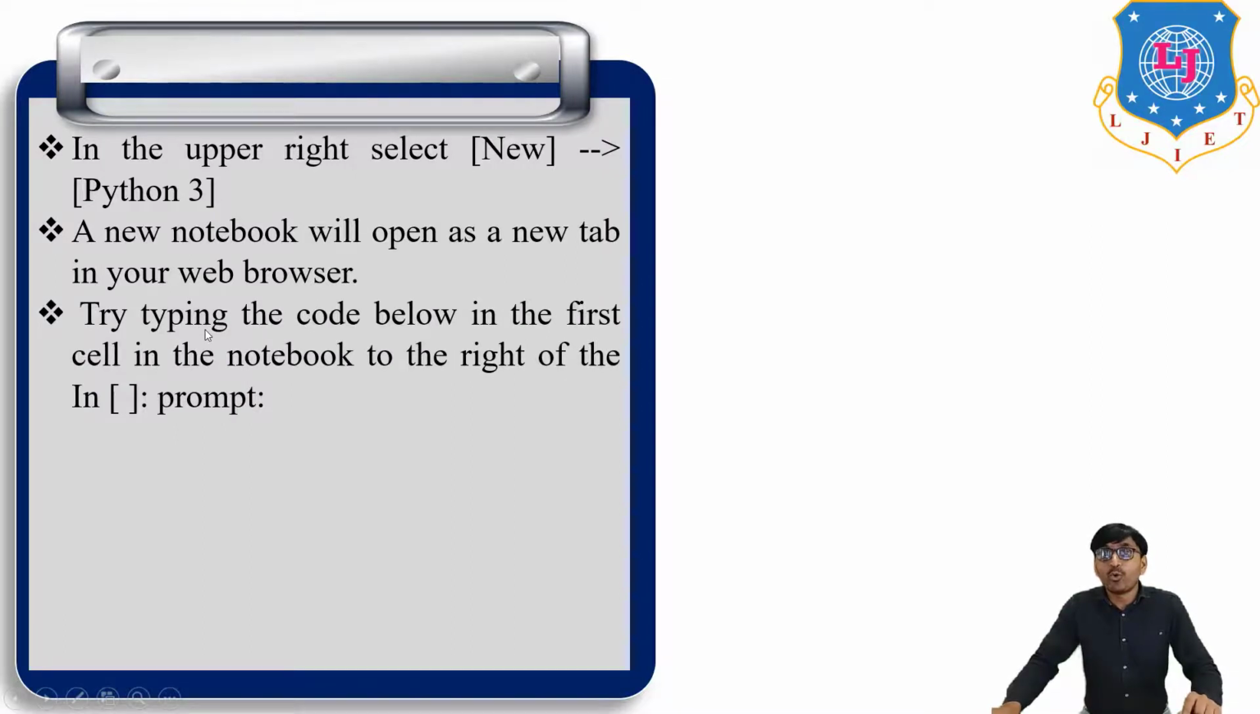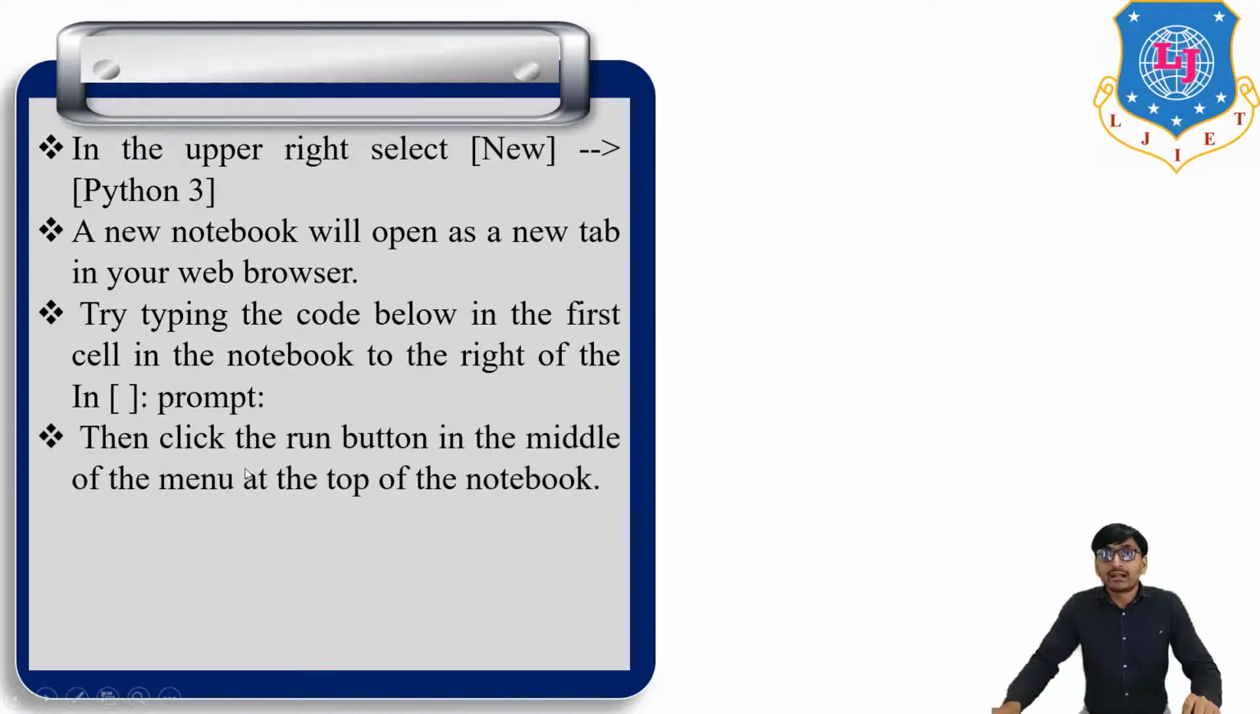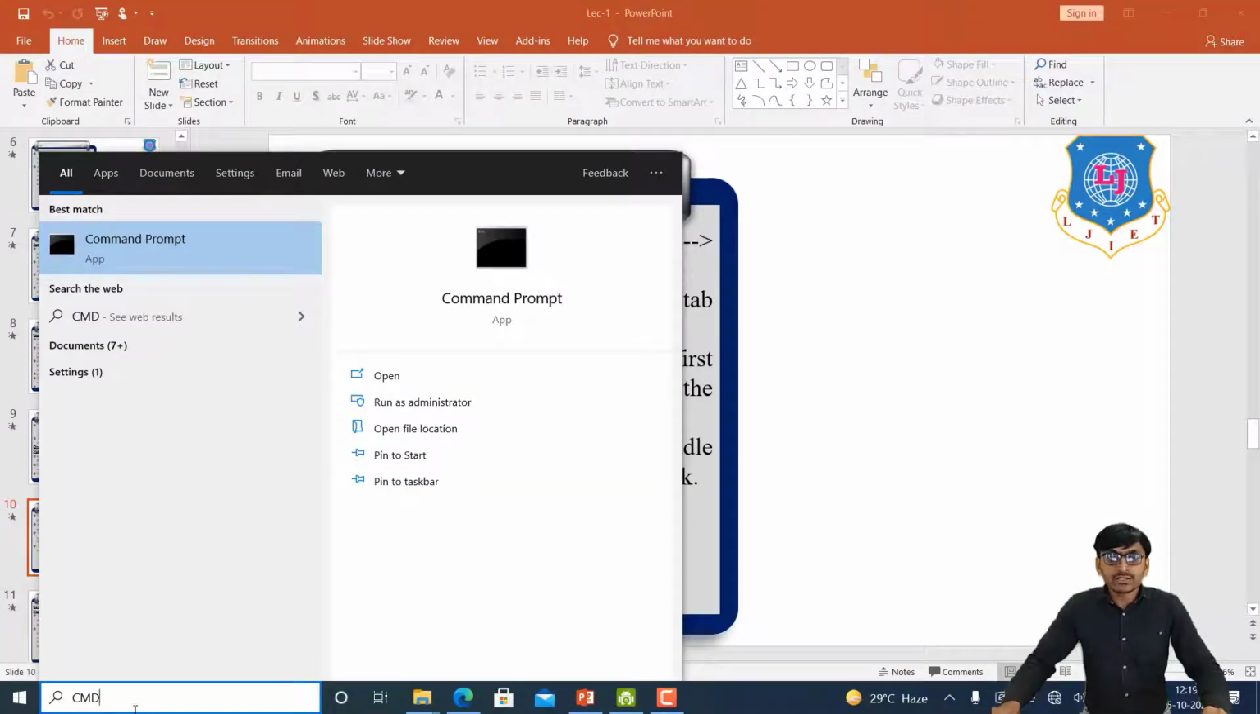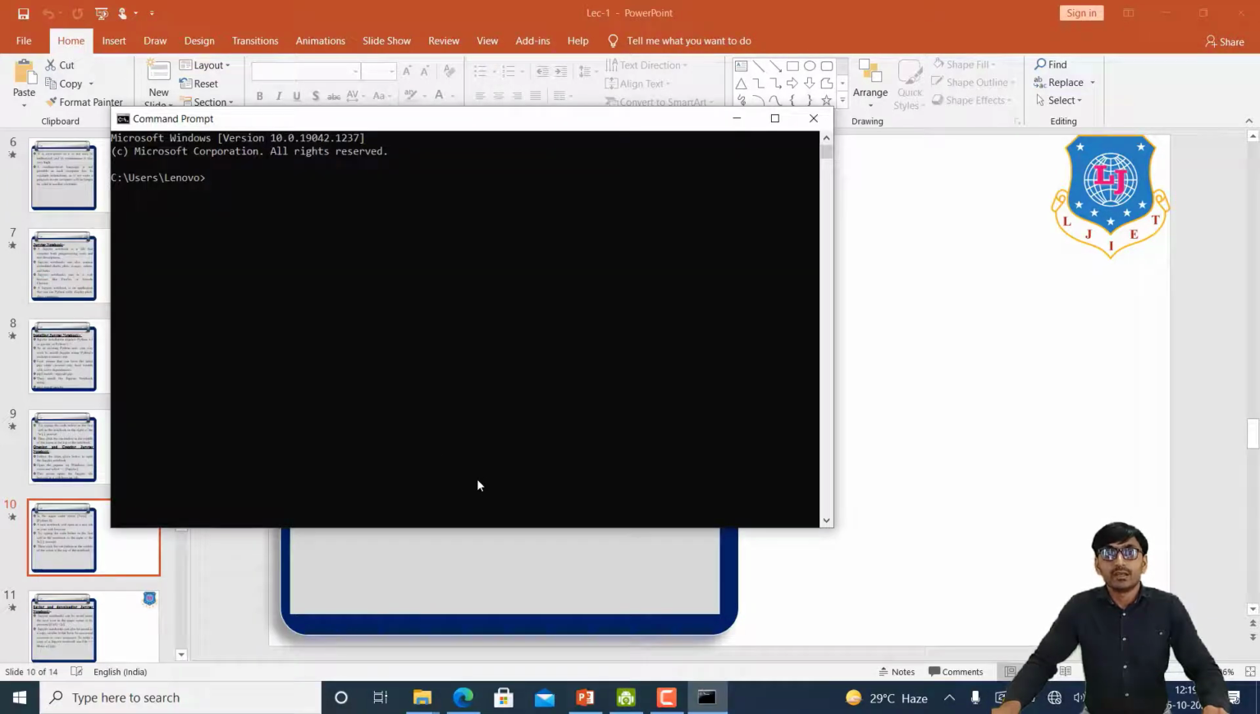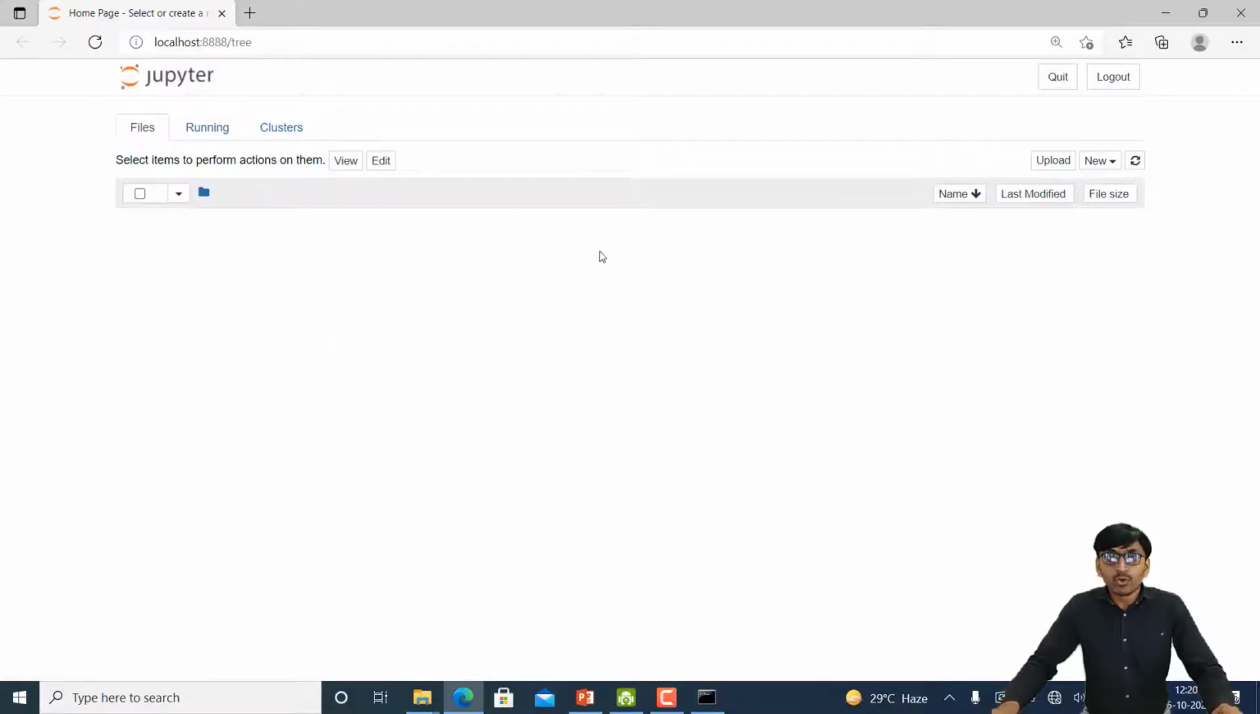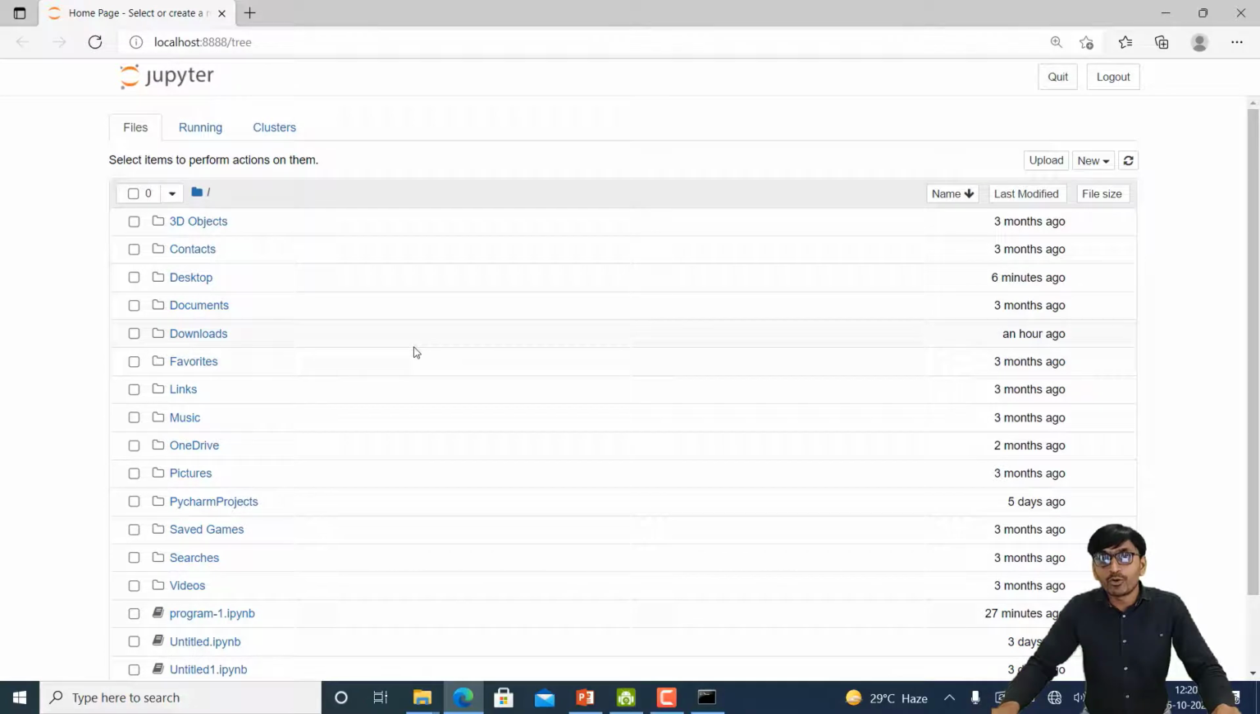Try typing some code in the cell in Jupyter, and after typing, click on the run button to show the output of the program. So first, in the menu, type CMD. CMD means command prompt, and click here. So there is a command prompt, and here enter jupyter notebook and press enter. So the home page of Jupyter Notebook is open.